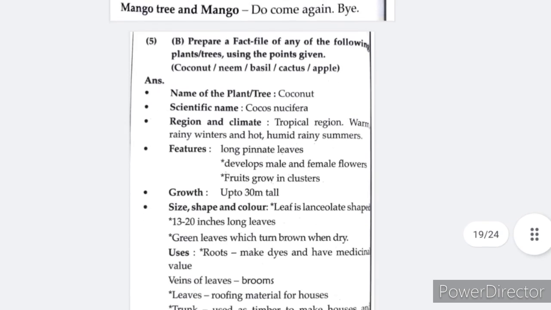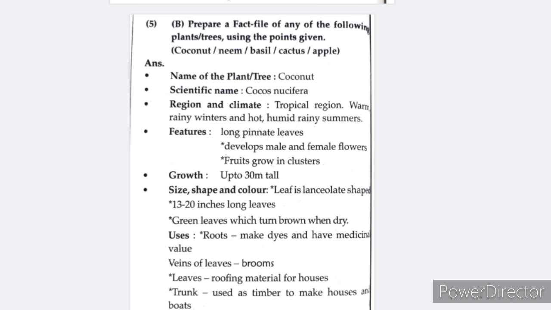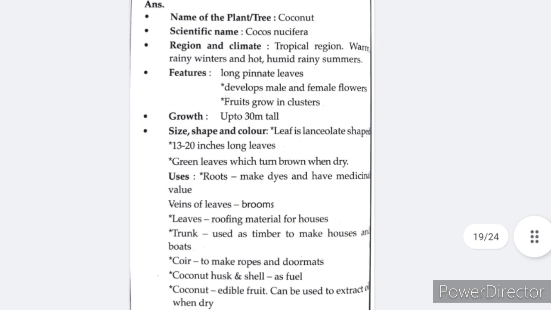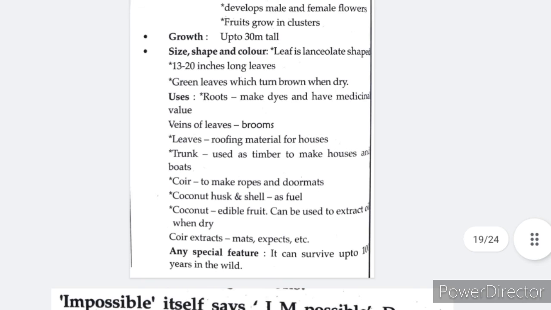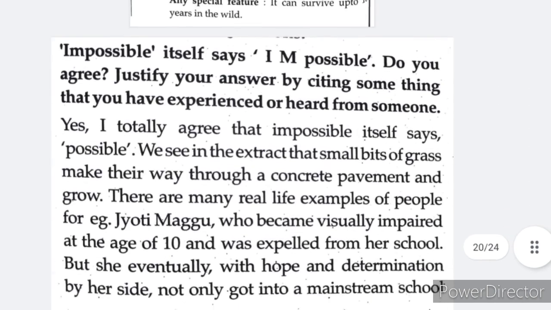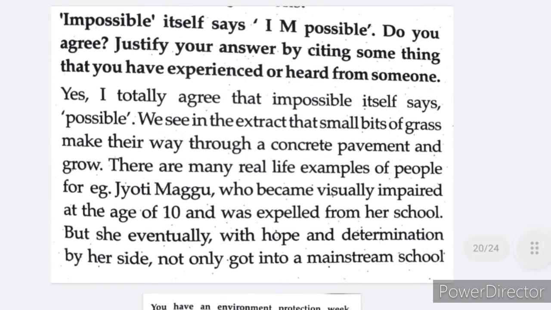Then comes prepare a fact file on any of the following animals or plants or trees using the points given. Fact file. The points should be included. Next one, impossible itself says I am possible. Do you agree? Justify your answer by citing something that you have experienced or heard from someone.